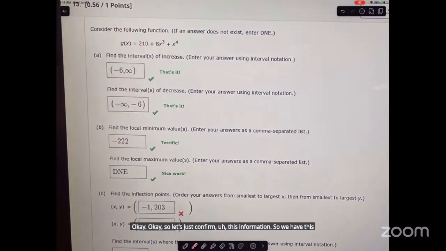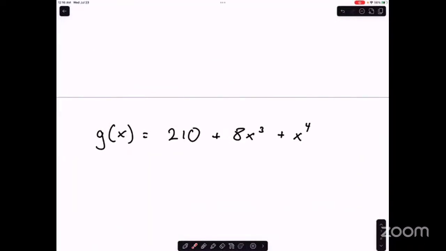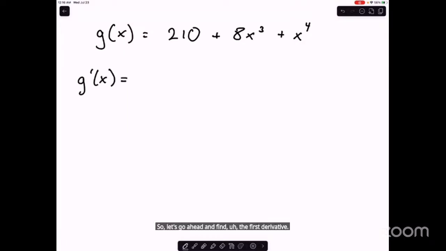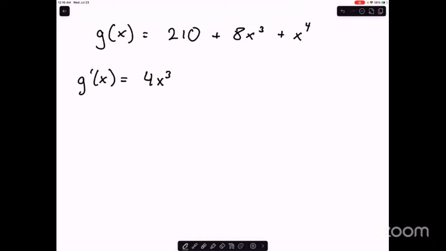Okay, so let's confirm this information. We have this g of x. Let's go ahead and find the first derivative, in descending power order. x to the power of 4, that derivative becomes 4x cubed. And then that 8x cubed, that derivative is 24x squared. And the derivative of that 210, which is a constant, is 0.